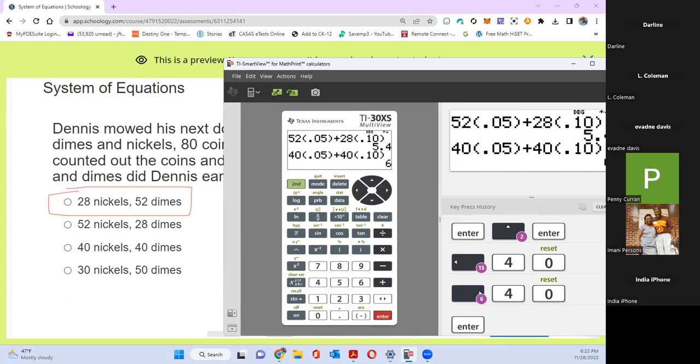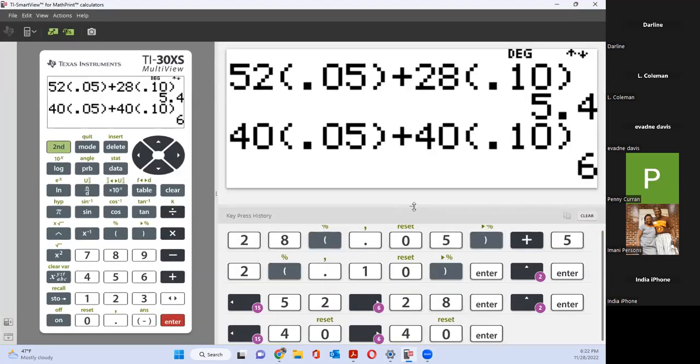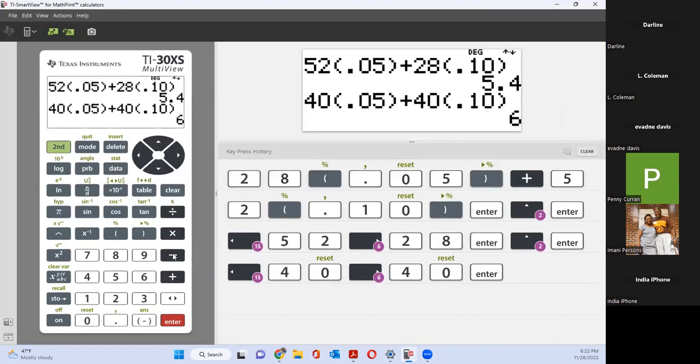So let me save this again. Let me clear the screen and let me increase the size of the calculator so you can see each step. But this is what I try to give to you with the ebook to make your job much easier.